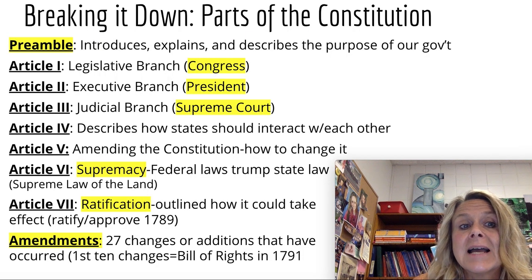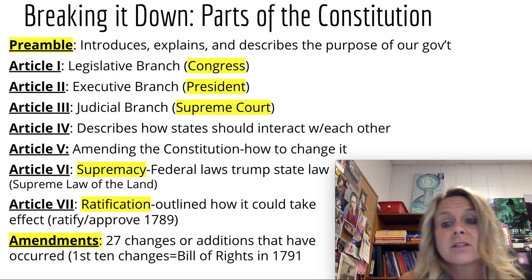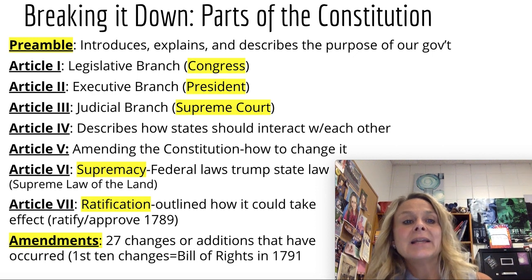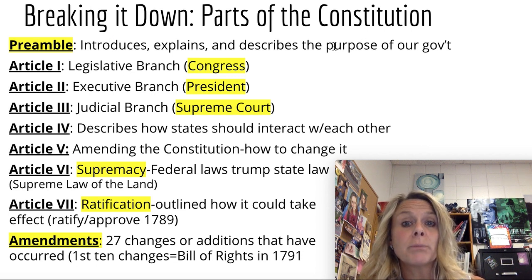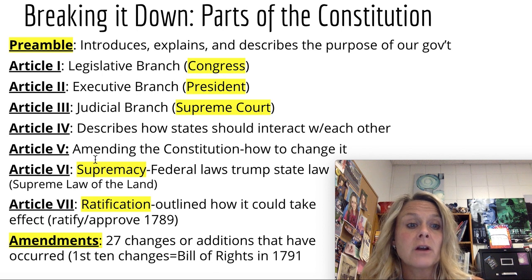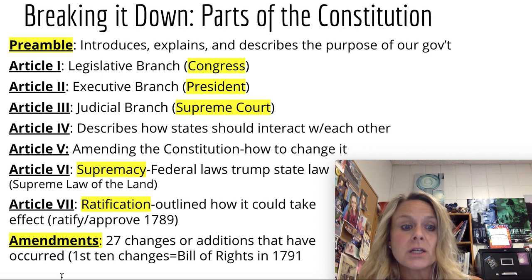There are 7 articles to the Constitution, but there are 9 parts. There's the preamble, which we have gone through. This is simply the introductory statement. The Declaration of Independence has an introductory statement, so does the Constitution. This describes the purpose of our government. Then there are 7 articles or sections that are original to the Constitution. And then anything that came after that, those are called amendments to the Constitution.